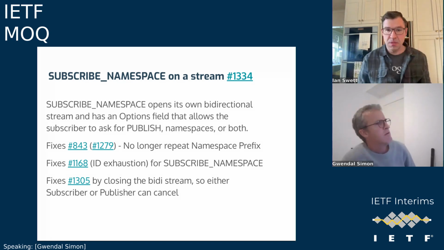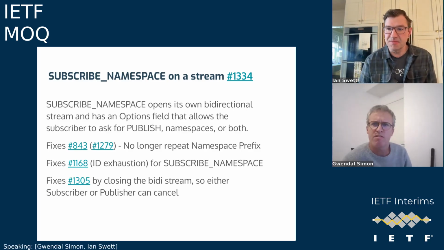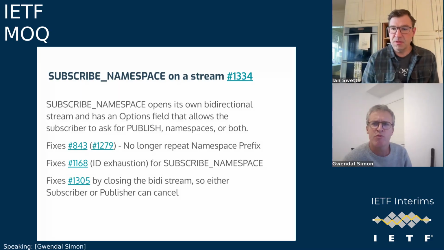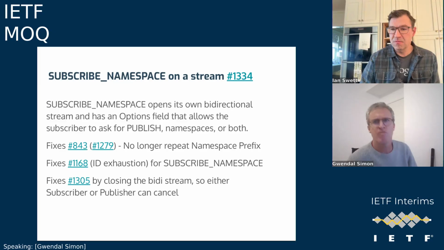How many messages have bidirectional streams? Right now, this is the only thing besides the control stream. So it kind of breaks the flow we have, where we have the bidirectional streams for control messages, and all the others are unidirectional based.